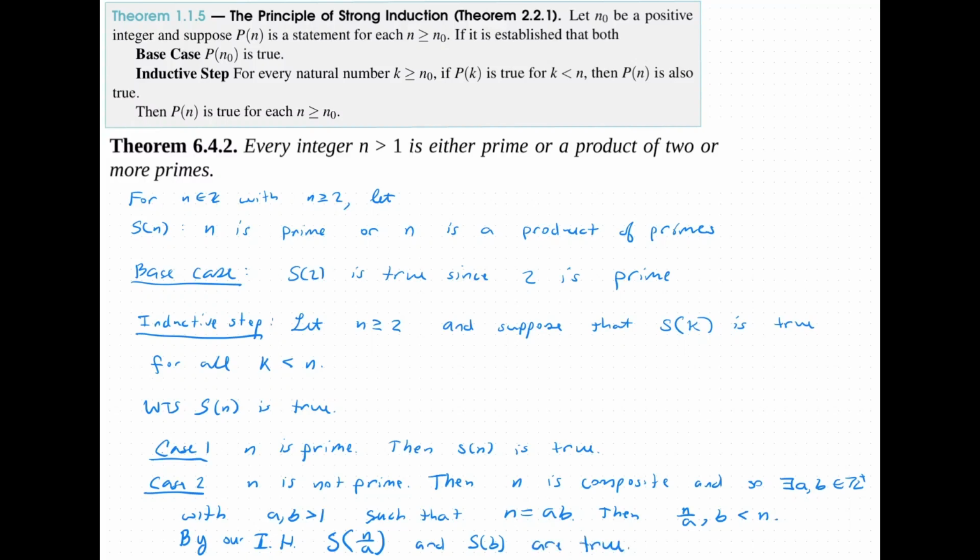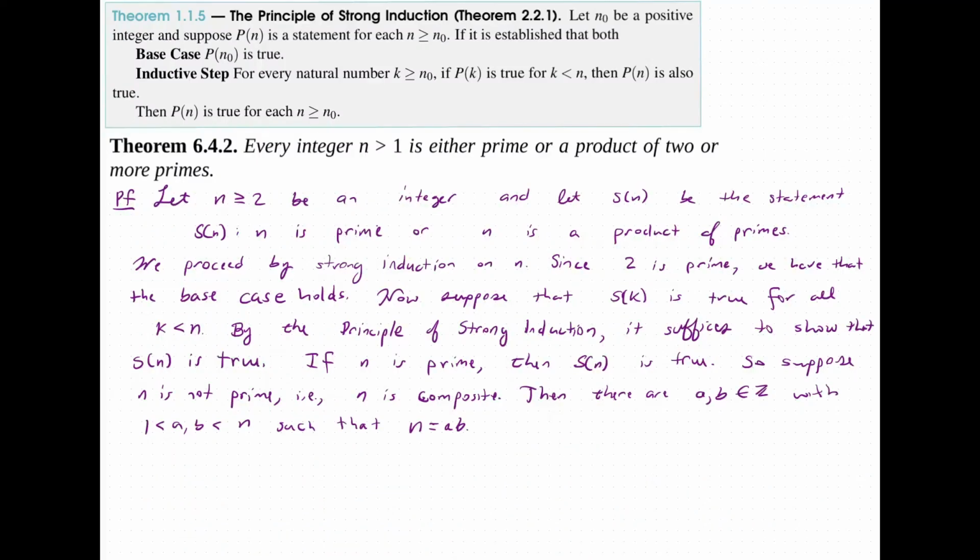But that tells us that a is a product of primes, or is itself prime. And similarly, that tells us that b is a product of primes, or is itself prime. As a consequence, a can be written as some product of primes, and b as well. Then we can multiply both of those together, since n is equal to a times b, and we get n as a product of primes. And that's what we are going to be doing. So let's go ahead and formally write this up.